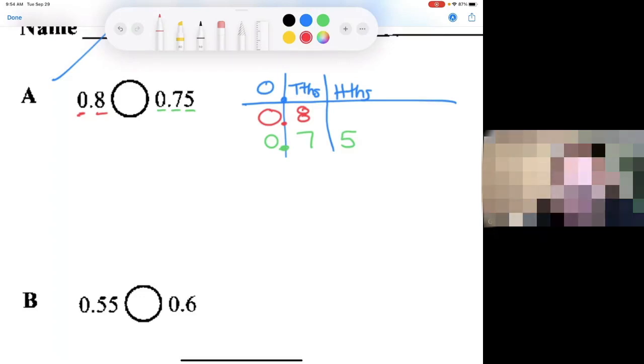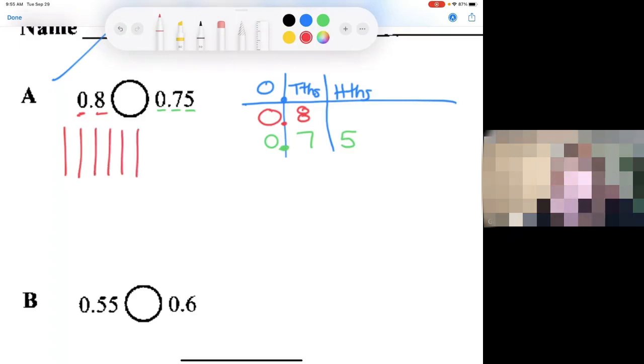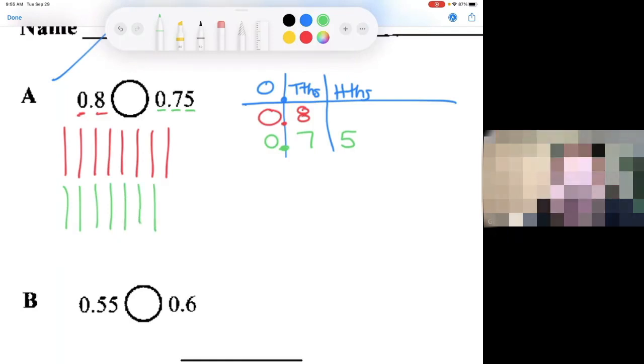Sketching, we have 0 ones. We have nothing in the ones place, but we have 8 tens. 1, 2, 3, 4, 5, 6, 7, 8. 8 tens. And we have 1, 2, 3, 4, 5, 6, 7 tens on the other one, and 5 hundreds. So which one's more? 8 tens is what? Then 75 hundredths. Definitely greater. And the mouth opens to eat a chunk of the bigger guy.